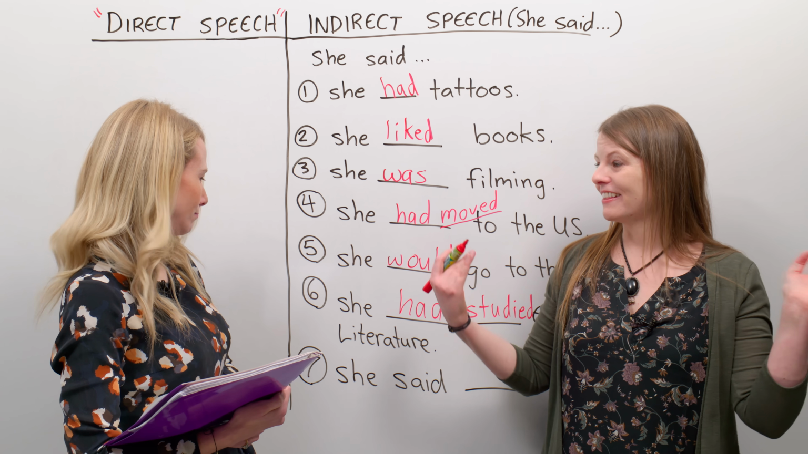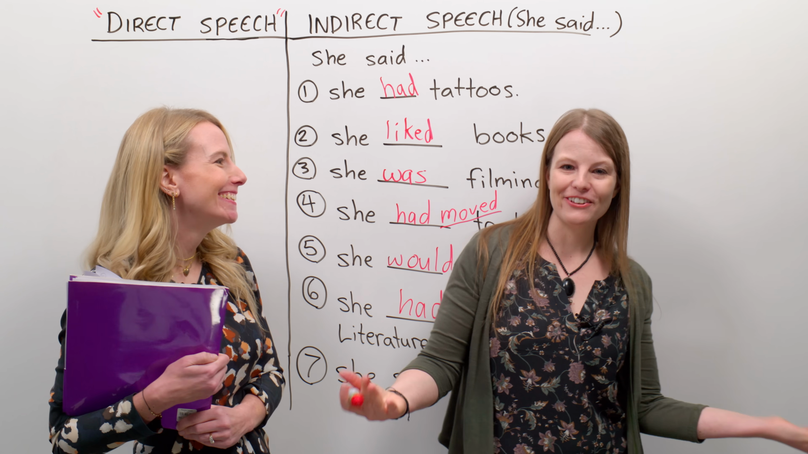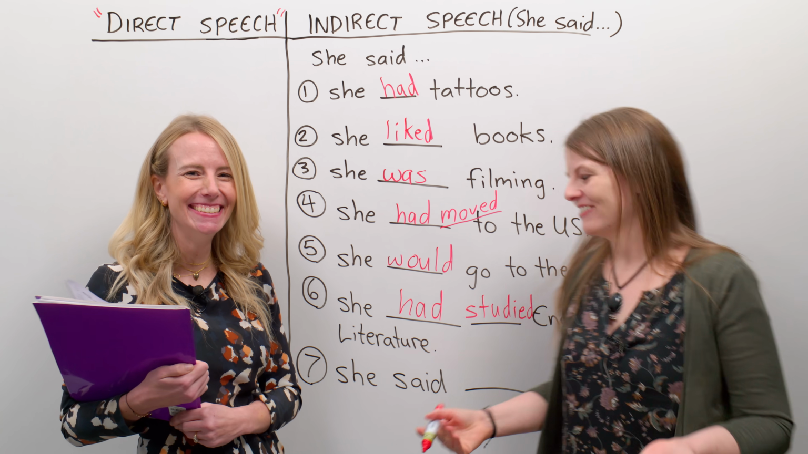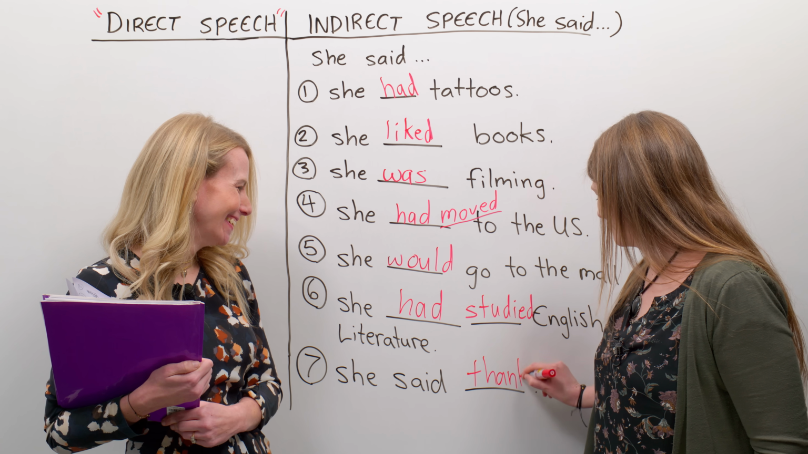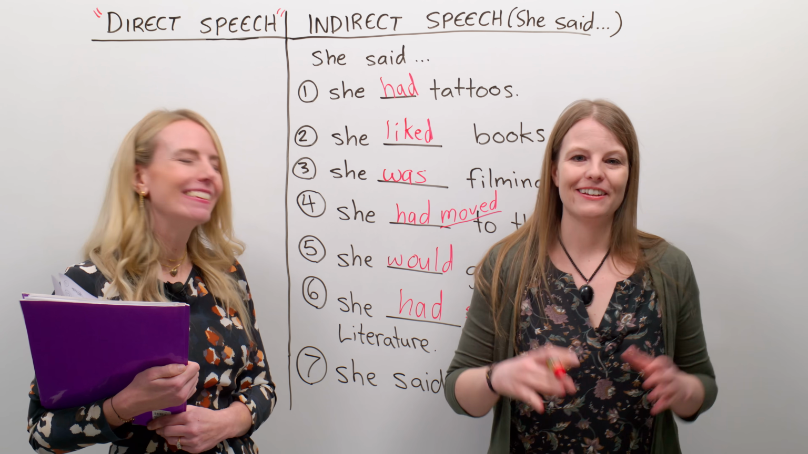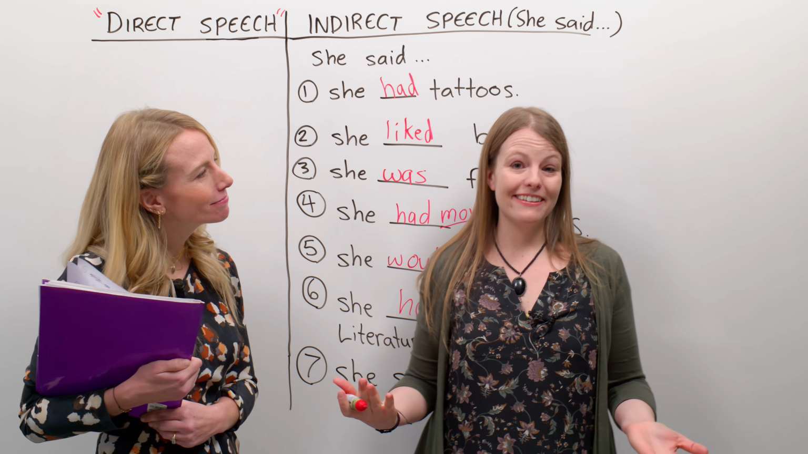All right, so let's look at one more thing. All right, Audra, tell us the last sentence. Thanks for watching. Thanks for watching, said Audra. So we can say, she said, thanks. So Audra said thanks, and I want to say the same thing.